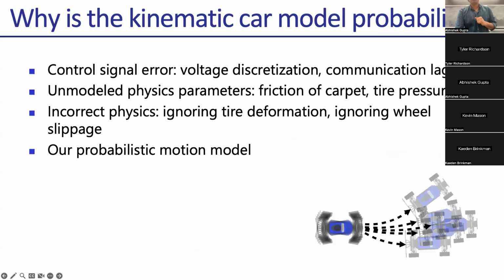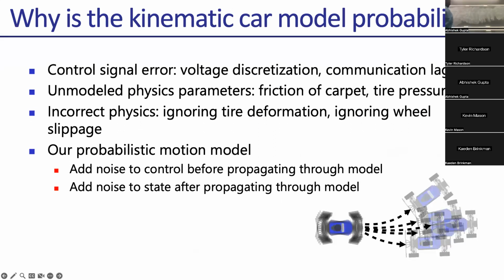We've talked about this a bunch, but the reason we want to be probabilistic, the reason we want to add noise, is because we have a bunch of things we have not modeled. For instance, we haven't modeled voltage as an analog signal; it's continuous, but we've discretized it. We haven't modeled the slip and the friction, the gunk in the wheels, or battery levels. Having some noise will make your model and your planning way more robust. So remember to add noise before and after: add noise to the control before propagating, and add noise to the state after propagating.